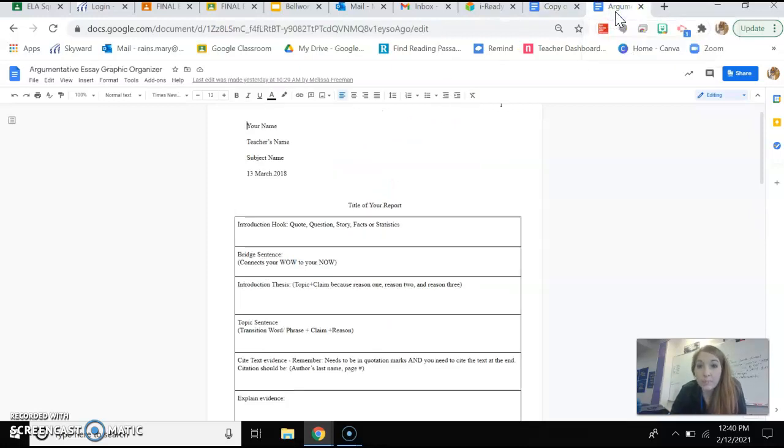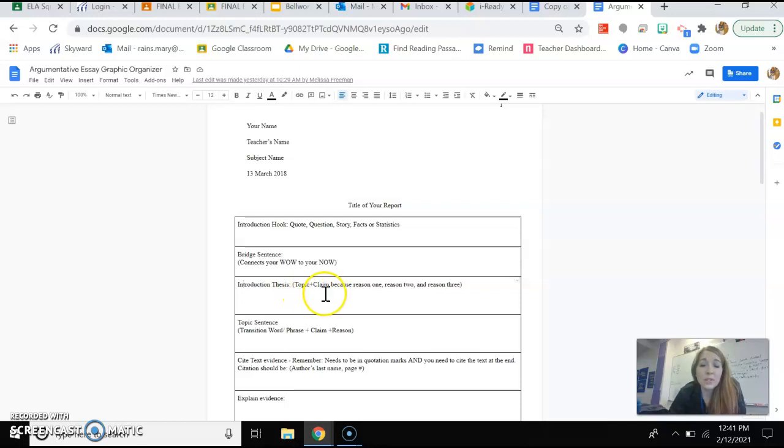So step number 1 of any good argumentative essay is coming up with your thesis. If you can come up with a good, clear thesis, then you will know how to organize the rest of your essay. So a thesis right here on this template says topic plus claim because reason 1, 2, and 3. So you guys are supposed to come up with 3 reasons why what your topic was an issue.